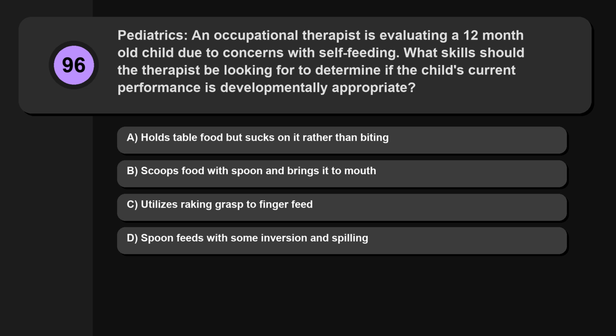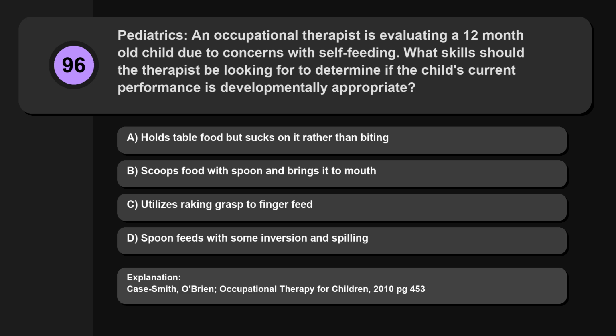Question 96. Pediatrics. An occupational therapist is evaluating a 12-month-old child due to concerns with self-feeding. What skills should the therapist be looking for to determine if the child's current performance is developmentally appropriate? Option A, holds table food but sucks on it rather than biting. Option B, scoops food with spoon and brings it to mouth. Option C, utilizes raking grasp to finger feed. Option D, spoon feeds with some inversion and spilling. The correct answer is option A. Case-Smith, O'Brien, Occupational Therapy for Children, 2010, page 453.